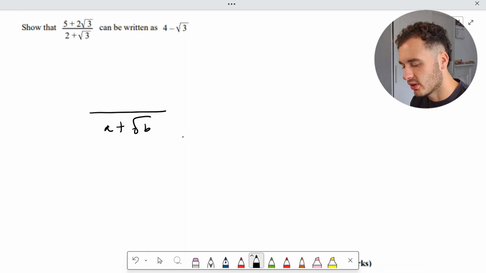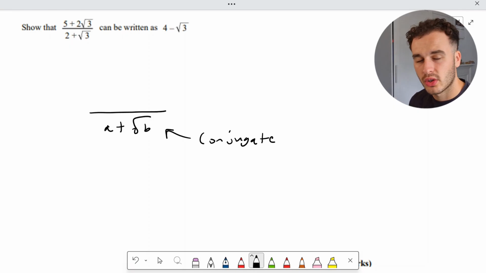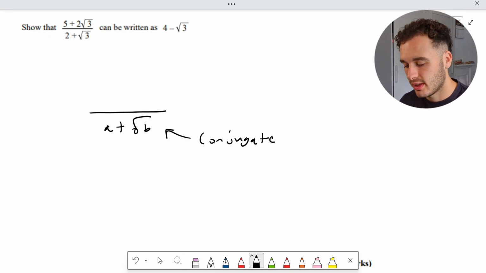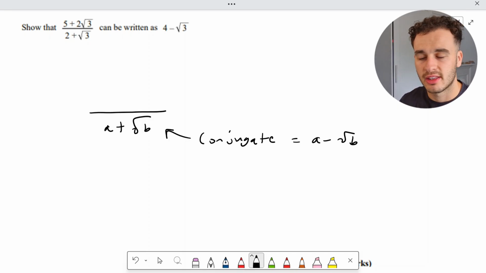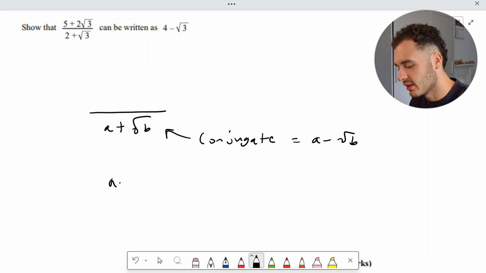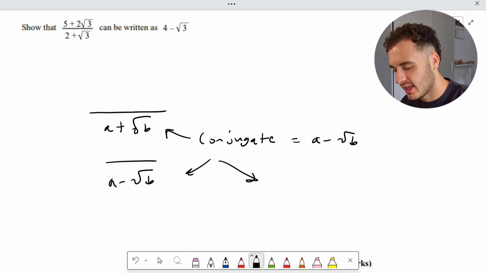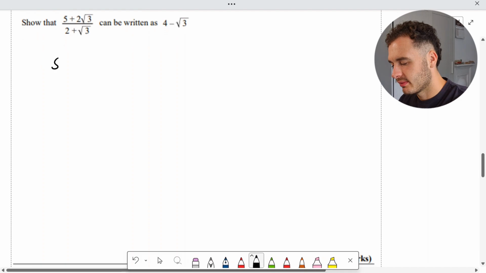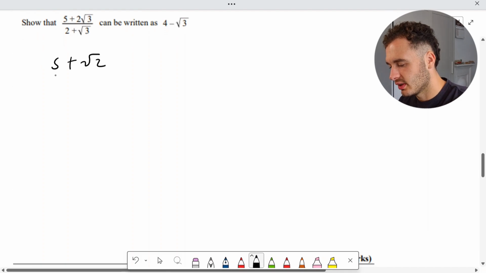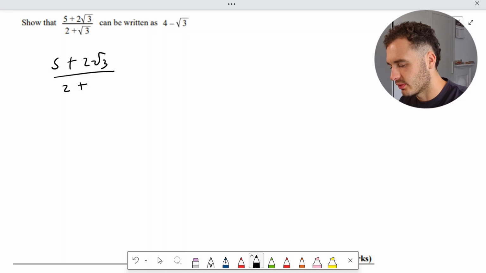And the conjugate, right here. The conjugate of a plus root b is a minus root b. So you just flip the sign in the middle. So if this was a minus root b on the denominator of the fraction, then the conjugate would be a plus root b.